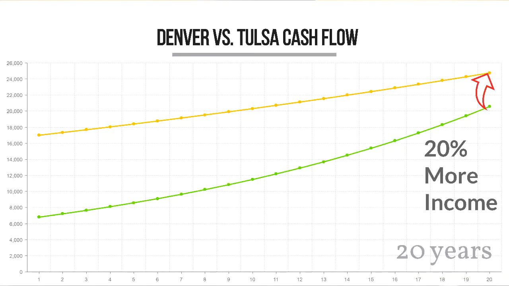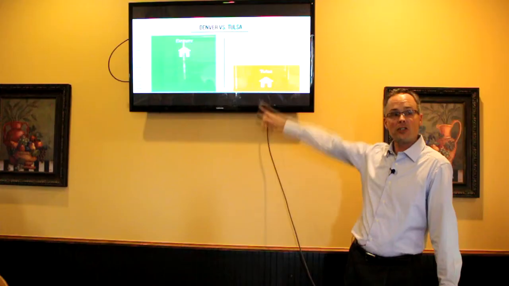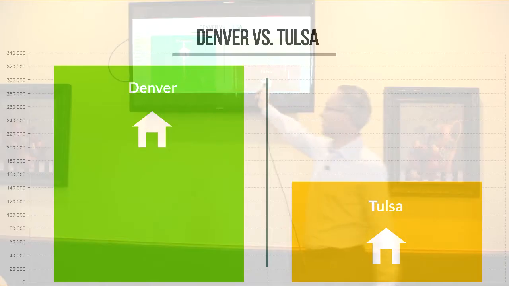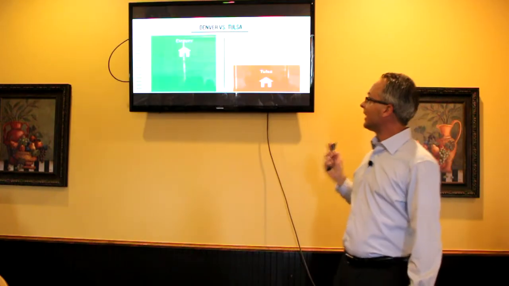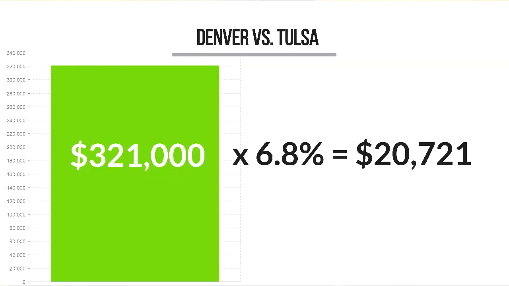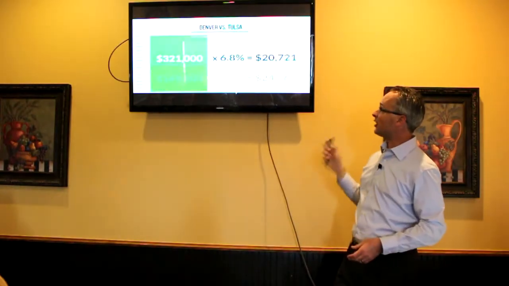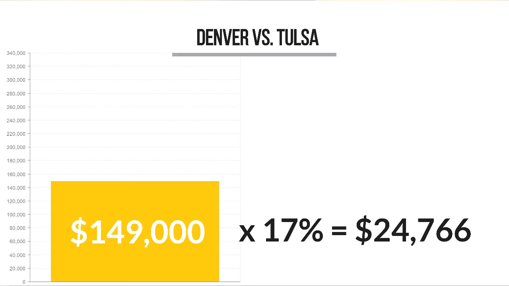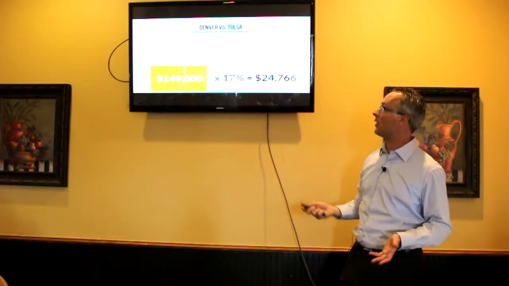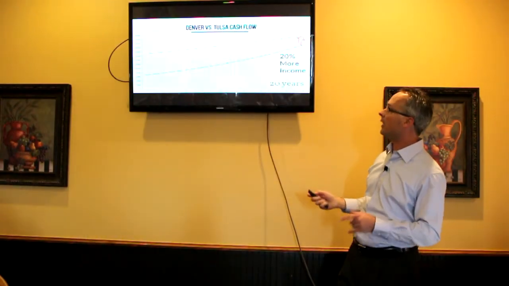So why is that? Well, what happens is these properties are worth this much and this much, comparatively, just kind of give you a visual of how much they're worth side by side. This one is a 6.8 of this amount. This one is a 17 of this amount. So you can see that's why the numbers start coming together and they go from 150 to 20.